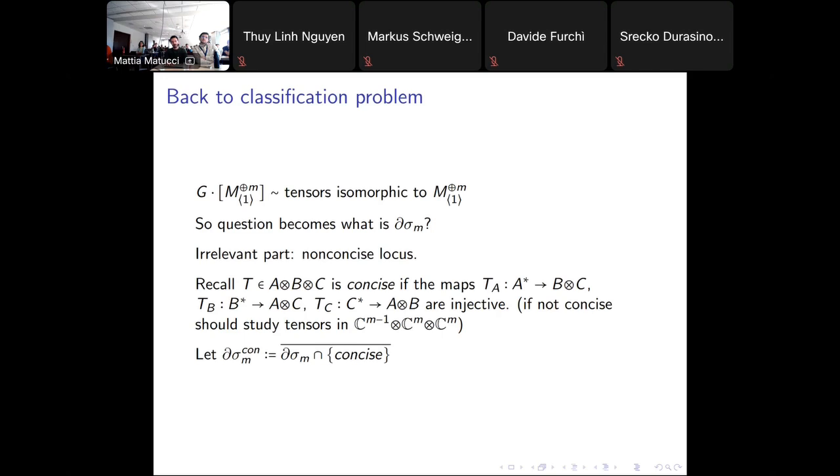So this is the relevant part of the boundary. This is a component of the boundary. It's the one we're going to ignore today. So sigma m is the matrix multiplication M1. Sigma m is the tensors of border rank at most m. Any possible border rank m, yeah.